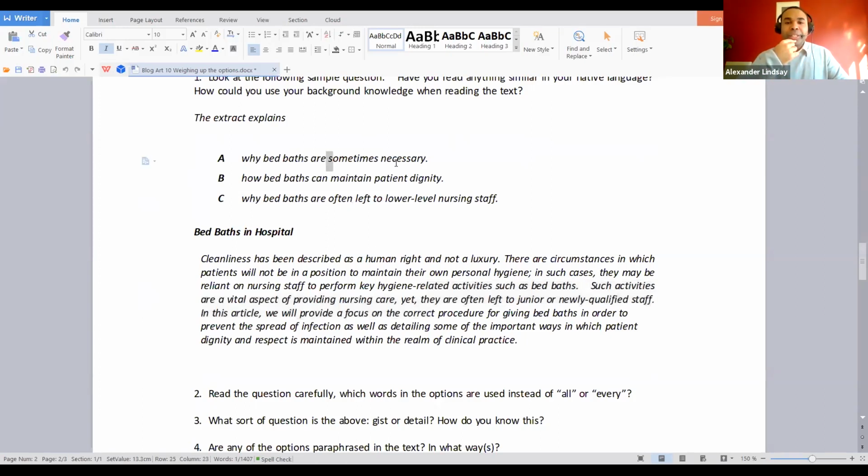However, when it comes to the question of why bed baths are sometimes necessary, do we get the answer to that question? If I said to you, why are bed baths sometimes necessary, can you give me the answer by looking at the extract? What is the answer to that question? Yes, okay. Why are bed baths sometimes necessary? Using words from the extract, can you tell me? Give me the exact words which answer question A.